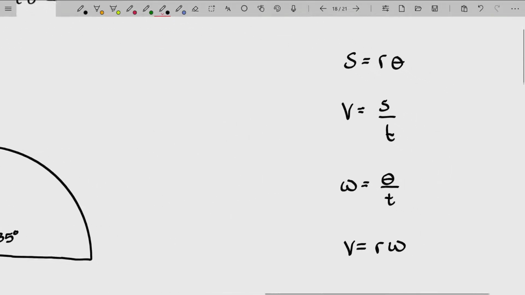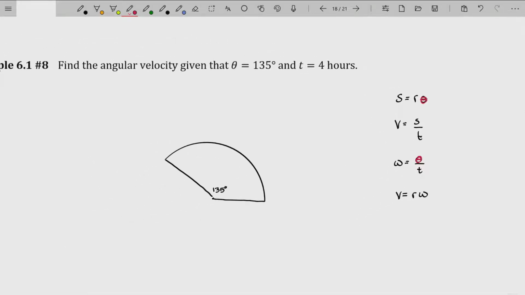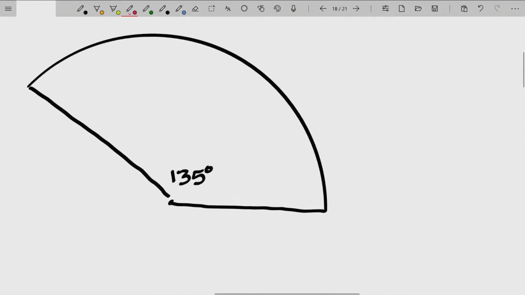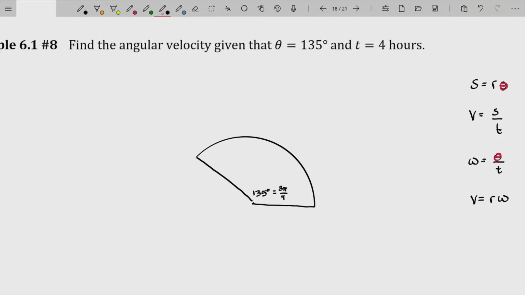Another thing you need to note for all of these is that theta will always be and must always be in radians. So both of those thetas there have to be in radians. So we must convert 135 degrees over to radians. And luckily we know what that is. That's 3 pi over 4 radians, which you should know from your trig course. So, 3 pi over 4 radians.